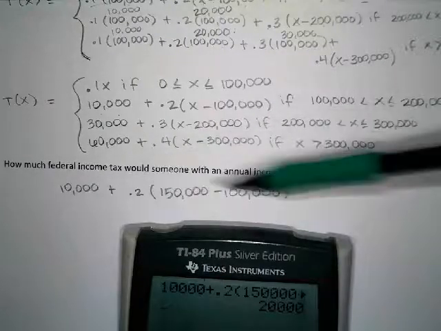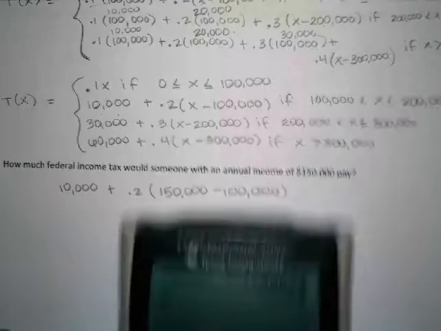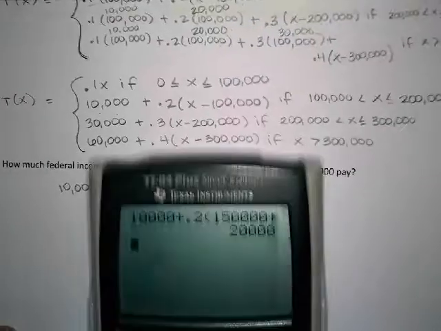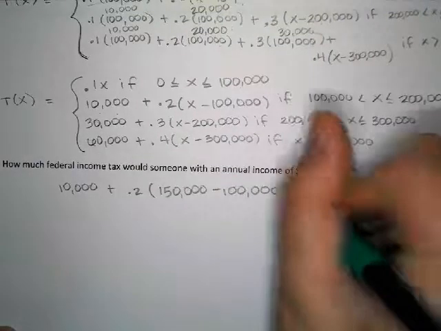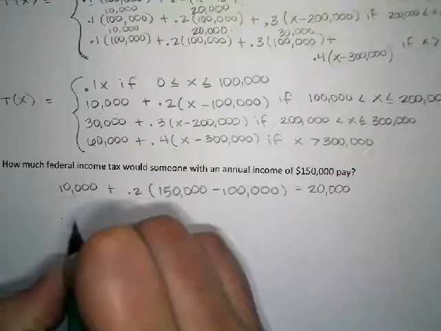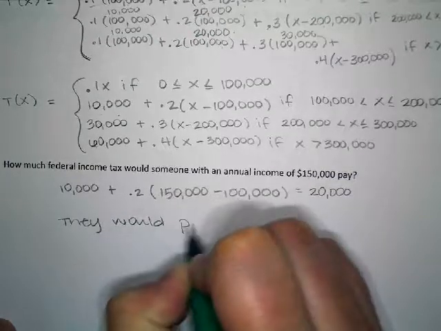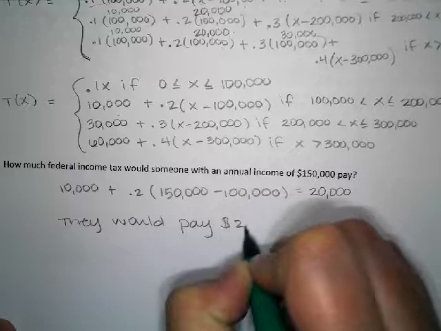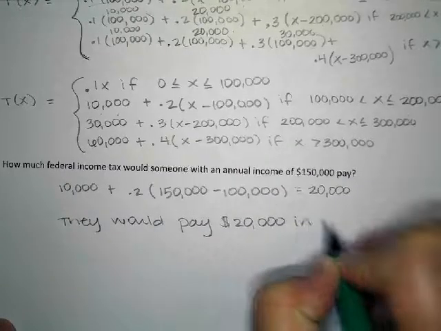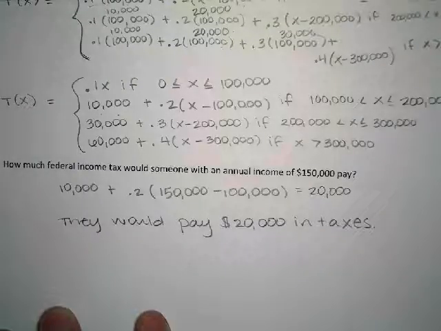So how much do they pay? $20,000. So they would pay $20,000 in taxes. Man, that's a lot of money. That's a whole down payment on a house.